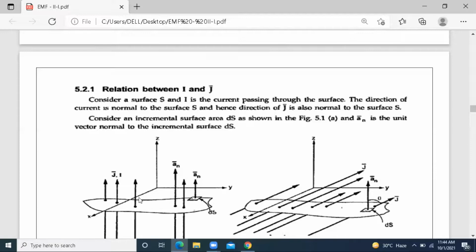Good. So you see now, repeat. So J was the, sir? Hmm? You said J was the current vector? No, density. Current density. Okay, thank you.